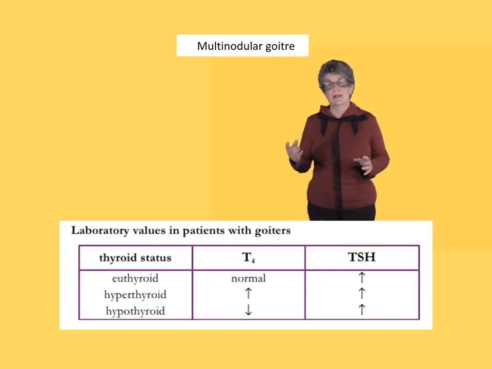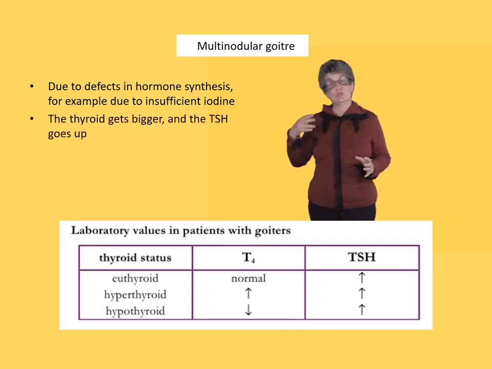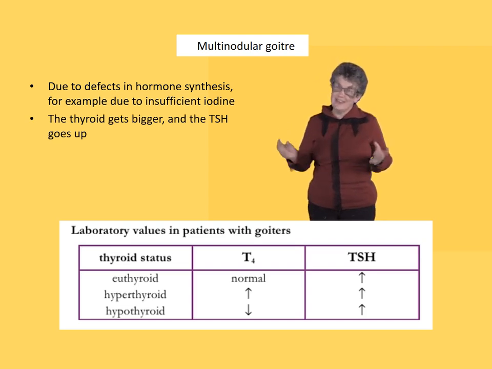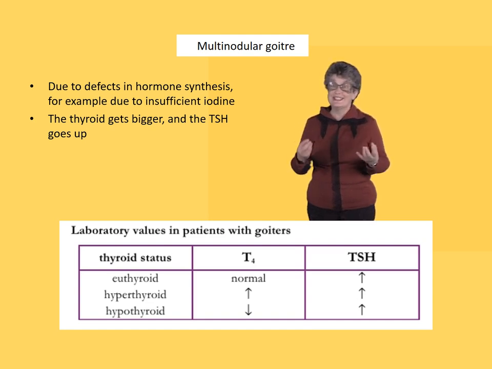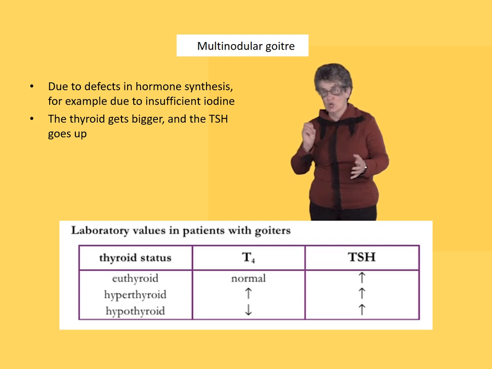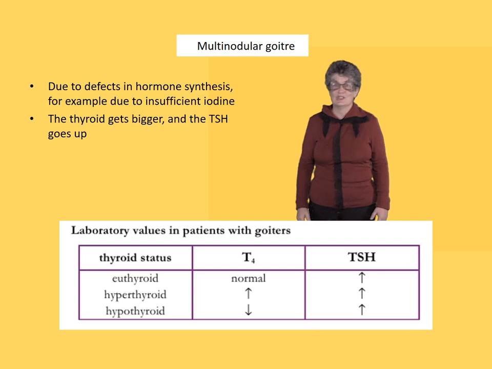Goiter is a benign increase in thyroid size. It's due to defects in hormone synthesis, very commonly due to insufficient iodine. In goiter, the thyroid enlarges and the TSH produced by the pituitary goes up. The reason for this is the feedback loop, which says, we need more free T4, and the TSH goes and tries to push it up. But of course it can't, because there's insufficient iodine.